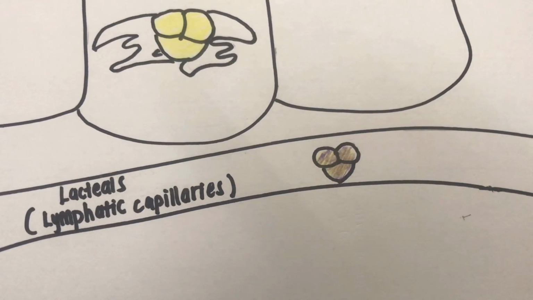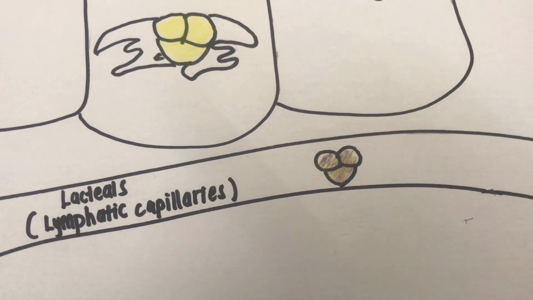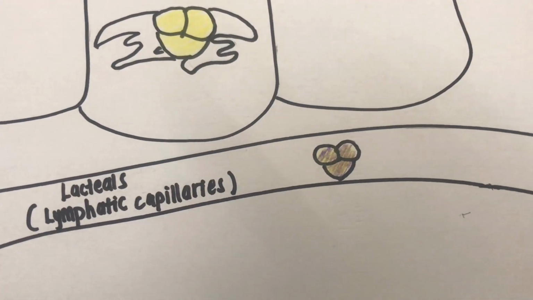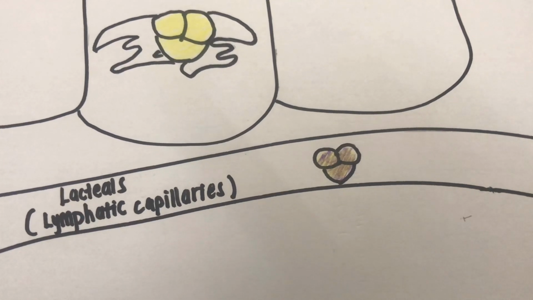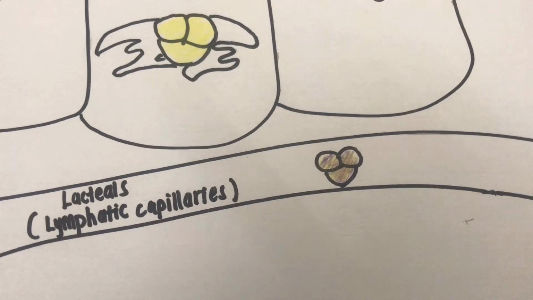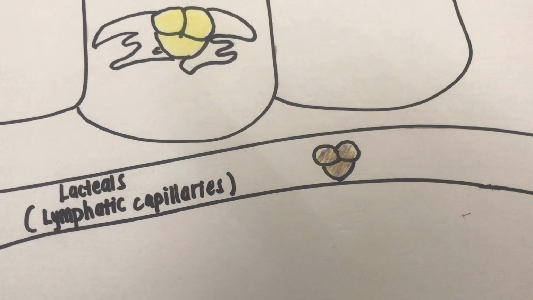The newly formed chylomicrons leave the epithelial cells and enter the lymphatic capillaries called lacteals. Lacteals are found in the villi of the intestinal wall. Lacteals represent another unit where fats are absorbed because fat passes through the lymphatic system before making its way to the bloodstream.